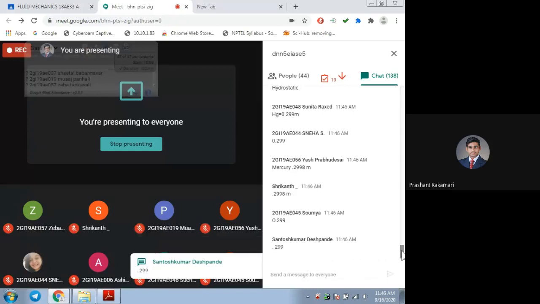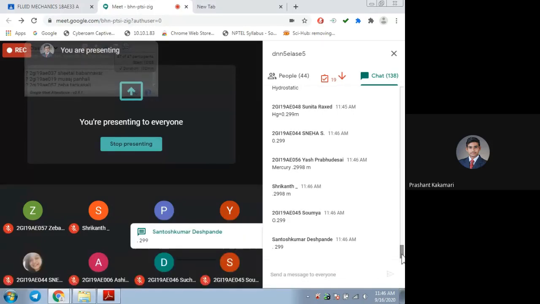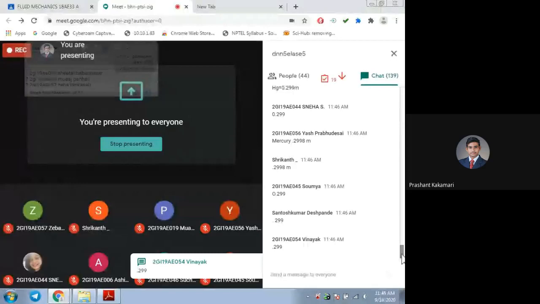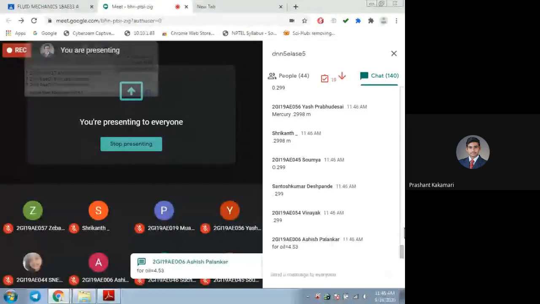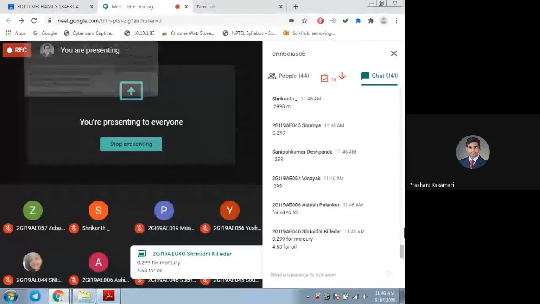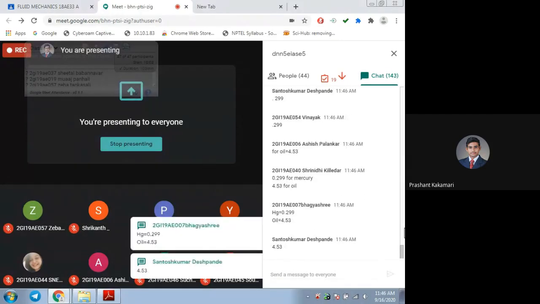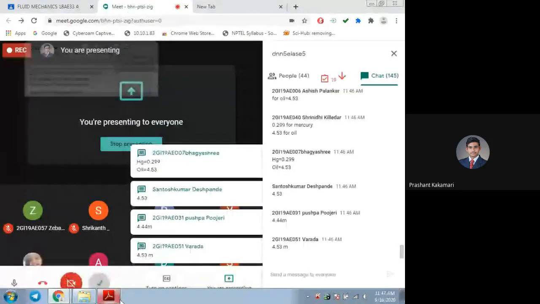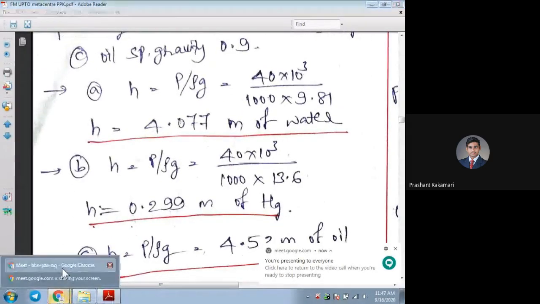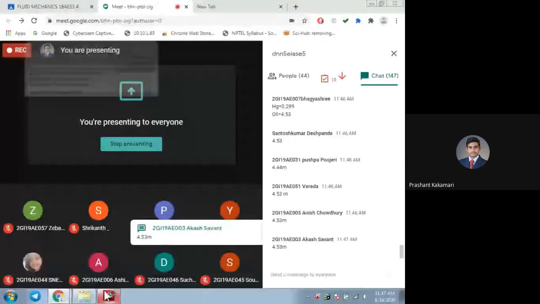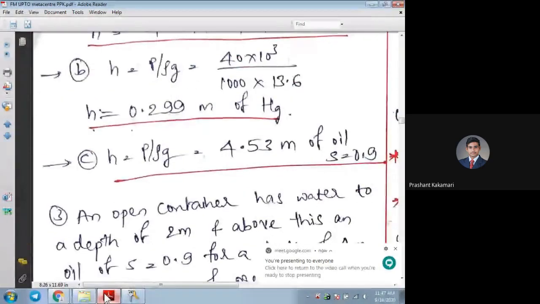Okay. So for oil, they have given specific gravity. Now from specific gravity, how you find the density, you have to check. Because we have already solved problems on density, specific gravity, relative density, and specific weight. So recall those old concepts, convert the specific gravity of oil into density, and substitute in the hydrostatic law equation. For oil, 4.53 meters. Okay, 4.44 meters. Okay, we'll check. For mercury, 0.299. Very good. 0.299 meters. For oil, it is 4.53 meters.